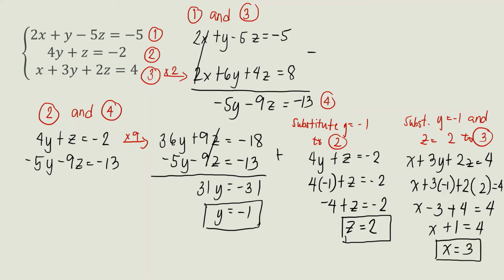So we got all the values that you need. You get the same answer too. So your x should be 3, your y is negative 1, and your z is 2.